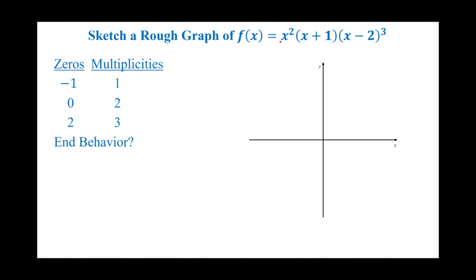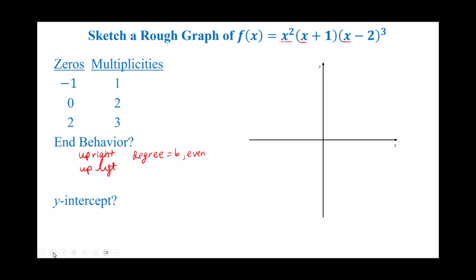The end behavior, let's first look at our first term, our leading term, is going to be positive. So it's going to go up on the right side. Now what's the degree of this polynomial? To find the degree, we can just add the multiplicities. So the degree is 1 plus 2 plus 3, which is 6. And 6 is an even number, which means that we're going the same direction on the left side. So it's going up on the right side, up on the left side.